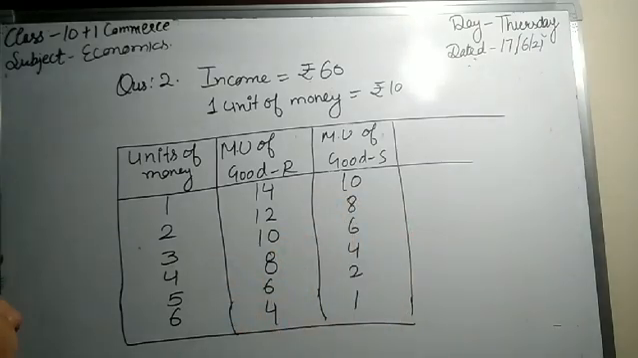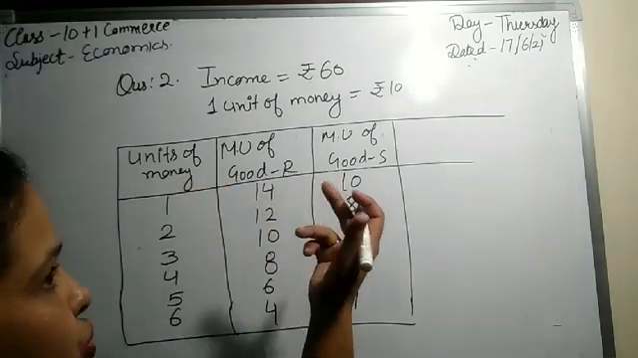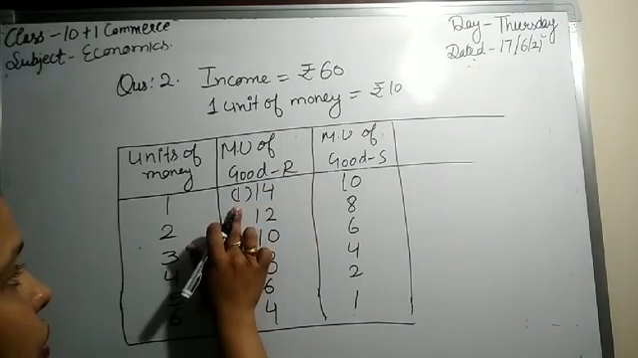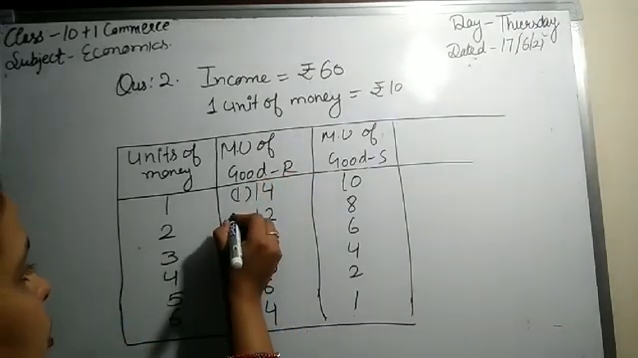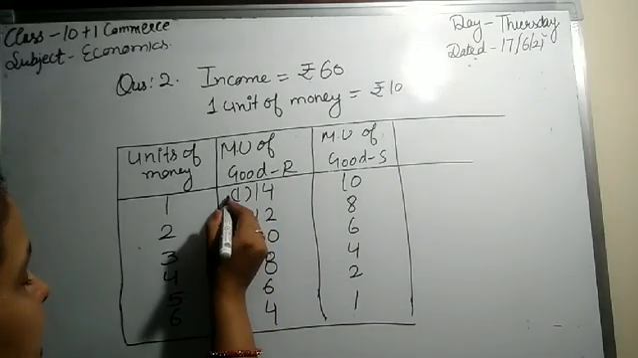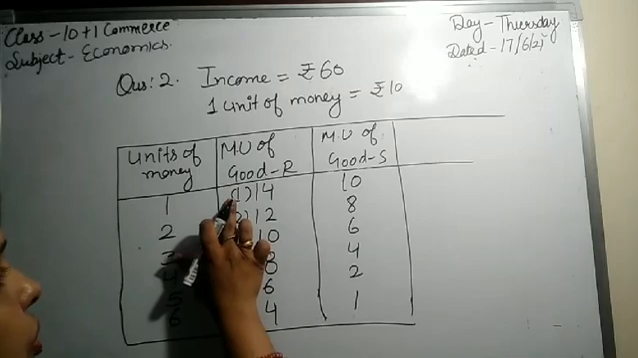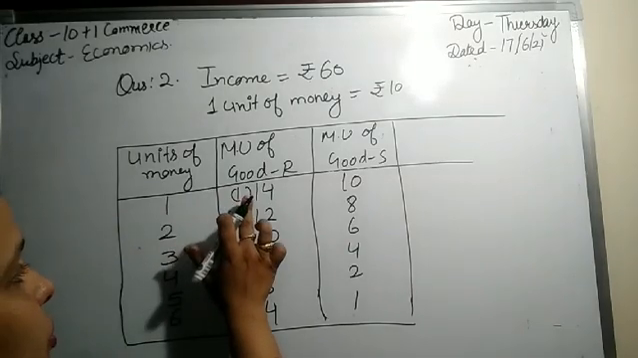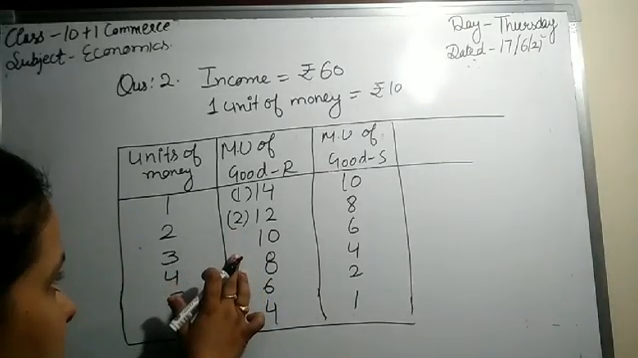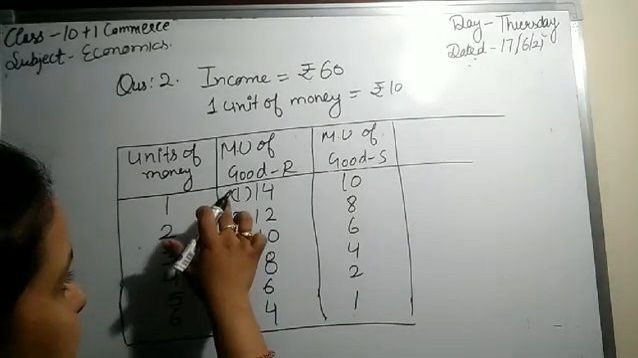Okay, so now we have to assume that the consumer is rational. He spends the first unit of money on good R. He also spends the second unit of money on good R. So it means he spent rupees 10, because 1 unit of money denotes rupees 10. So 10 on R and 10 on R also. So 20 rupees are spent on this.